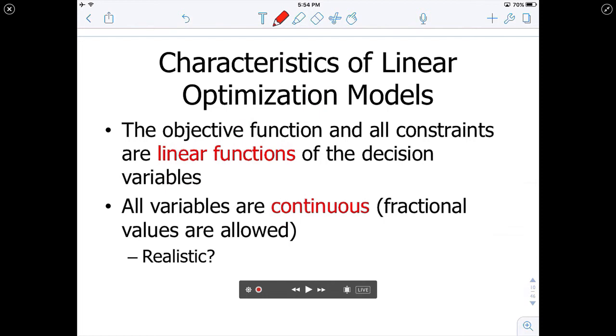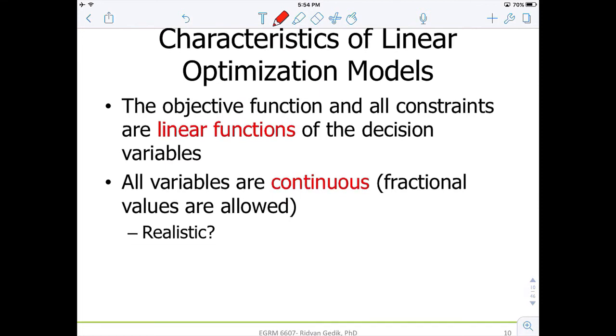Characteristics of linear optimization models. We keep using linear programming models and integer programming models or nonlinear programming models. But how do we know that a model that we develop is a linear programming model? Well, if the objective function and all constraints that you defined in that model are all linear functions, then you get yourself a linear programming model.